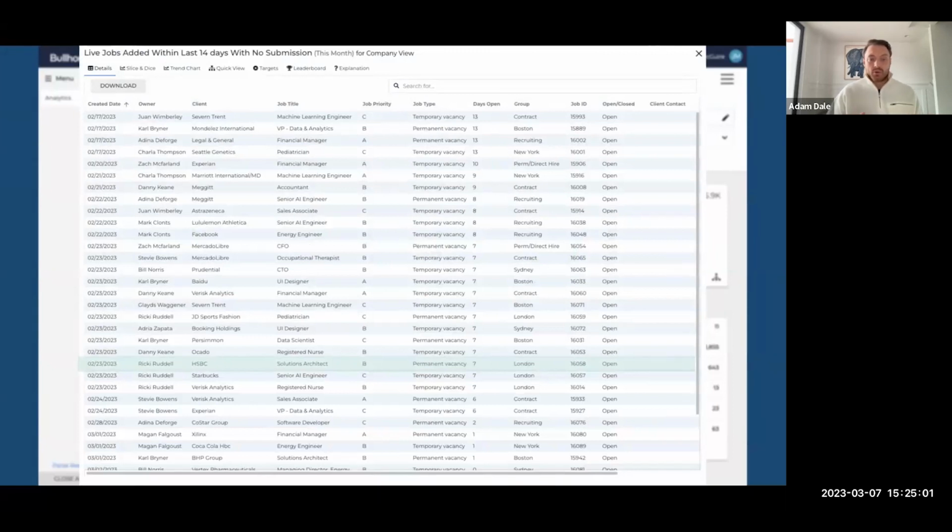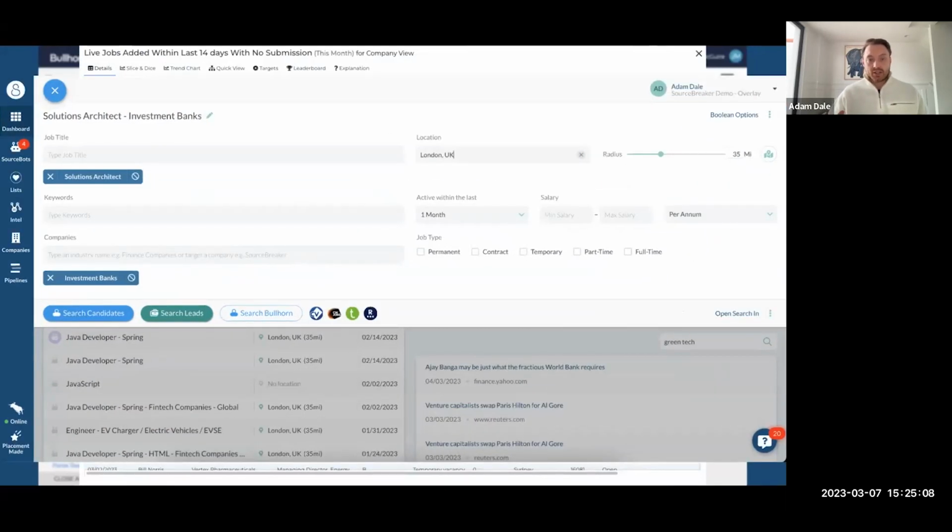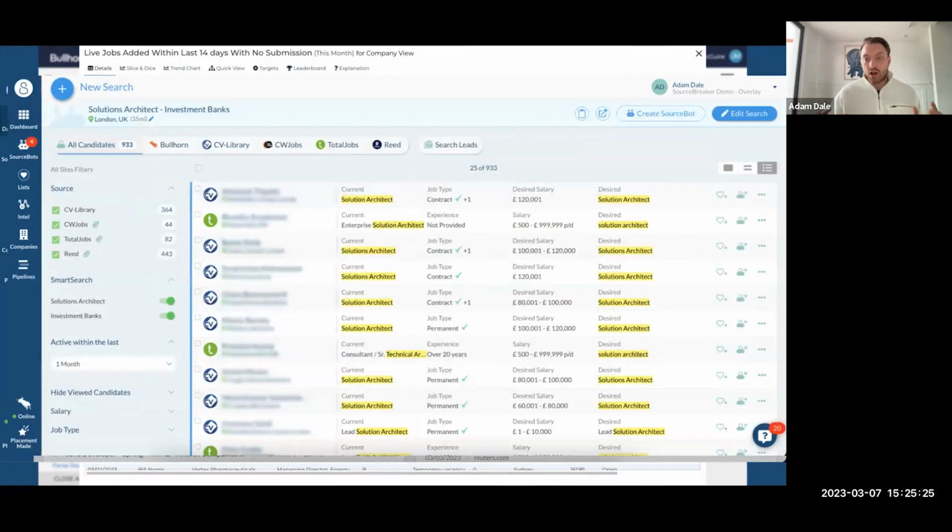So we've got a solutions architect role at HSBC. We're then able to leverage that SourceBreaker search with the ontology powered by those keywords, making sure we see a lot more candidates than we would previously. We can be super specific with these candidates that we're looking for them to work in this situation with investment banks in London. And then we're able to return a list of candidates here from the CV databases that we've got, but you'll see also at the top, also from our Bullhorn CRM.